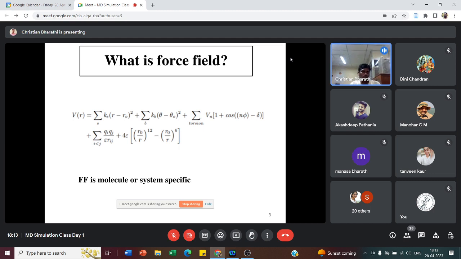Some force fields are there specifically for carbohydrates, and some are there to study the dynamics of liquids. So like that. Based on our molecule of interest, there is a particular force field, so we have to use that.